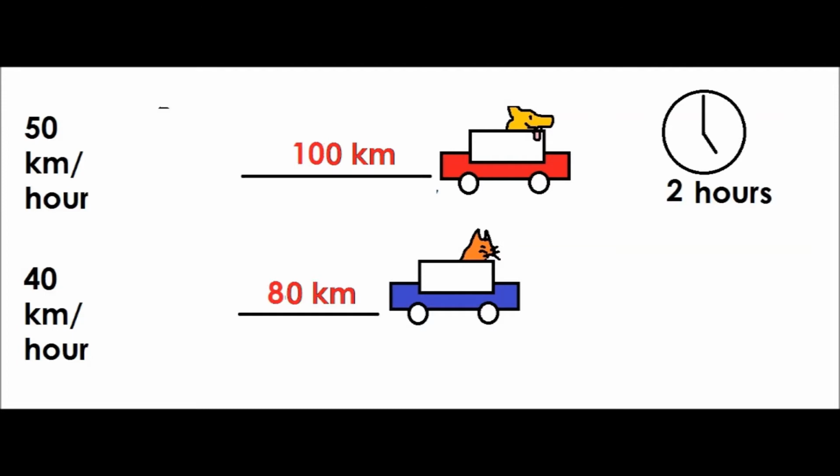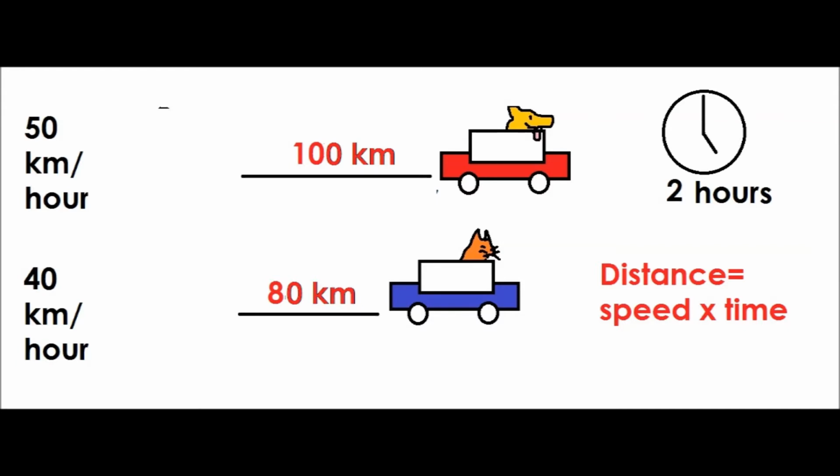So what if it's for 2 hours? Well, because 1 hour for Moon Moon is 50 kilometers, then 2 hours will be 100 kilometers. For Cato, 1 hour is 40 kilometers, then 2 hours means 80 kilometers. Therefore, to find out the distance that has been traveled by someone, we can multiply the speed and the time.